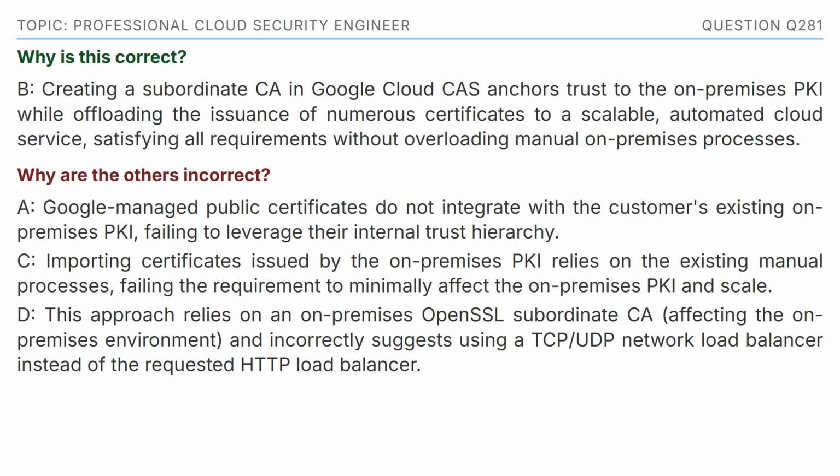A. Google-managed public certificates do not integrate with the customer's existing on-premises PKI, failing to leverage their internal trust hierarchy. C. Importing certificates issued by the on-premises PKI relies on the existing manual processes, failing the requirement to minimally affect the on-premises PKI and scale. D. This approach relies on an on-premises OpenSSL subordinate CA, affecting the on-premises environment, and incorrectly suggests using a TCP/UDP network load balancer instead of the requested HTTP load balancer.